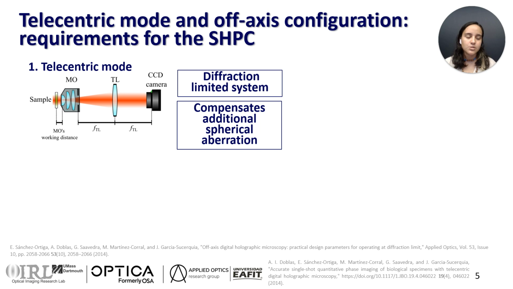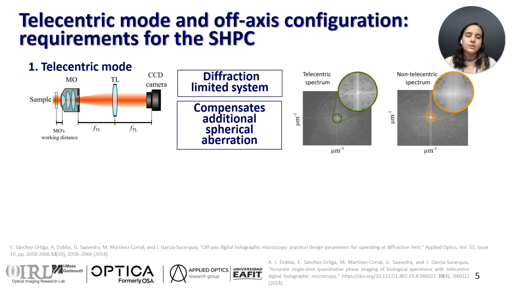Now, the second requirement of our system, so the SHPC can work properly, is the off-axis configuration. Under this type of configuration, you just have to tilt the last beam splitter of the system, the one right before our camera. So in the Fourier transform of our holograms, we will have this type of configuration in which the three diffraction orders of our spectrum are completely separate.